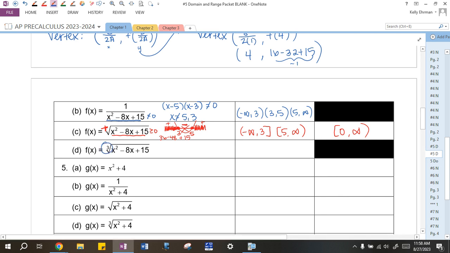What if we have an odd root? Then all bets are off. We can take an odd root of positives and negatives, so all real numbers.